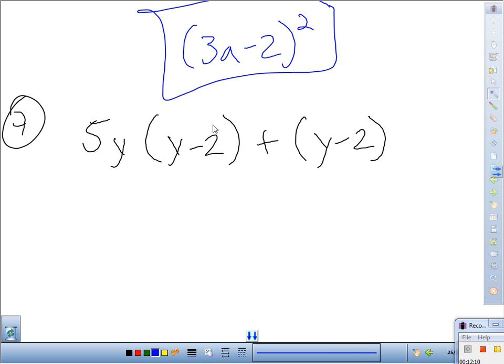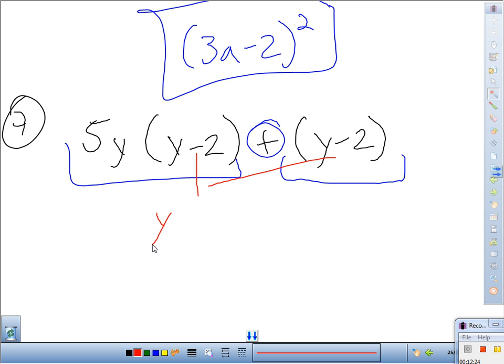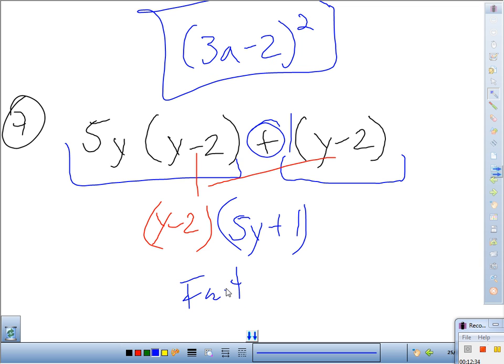Okay, let's see. Do we have an addition sign or subtraction sign outside the parentheses? Yes. Term 1, term 2. What do they have in common? They have y minus 2. That's our GCF. What's left for the first term? 5y plus. What's left for the second term? A 1. And those are my factors.